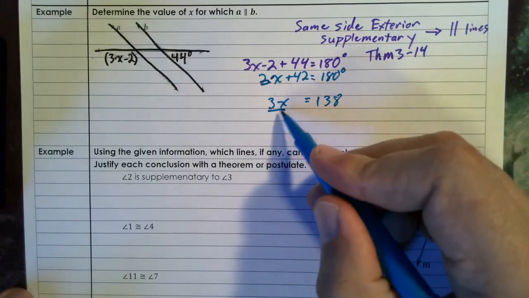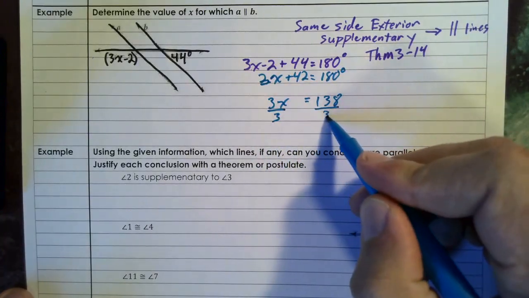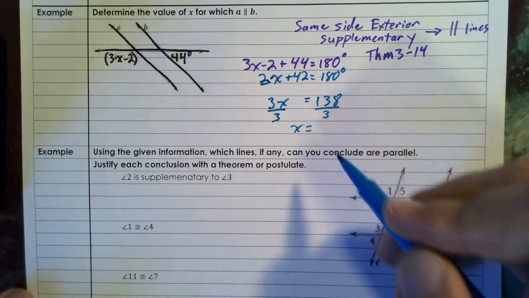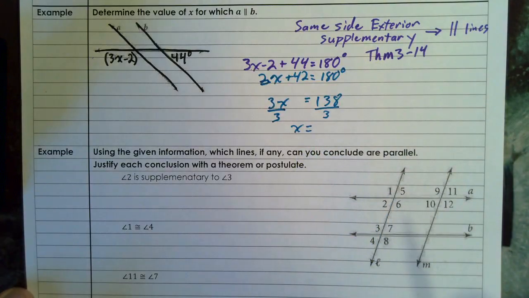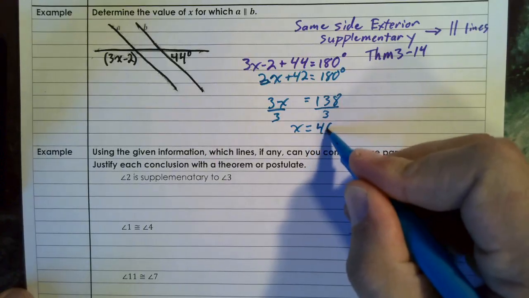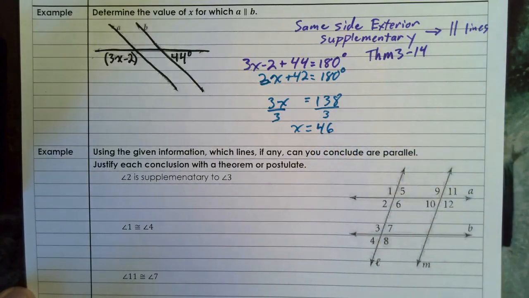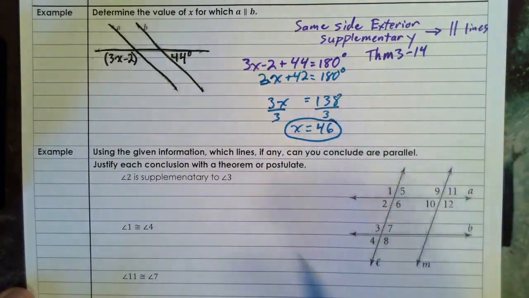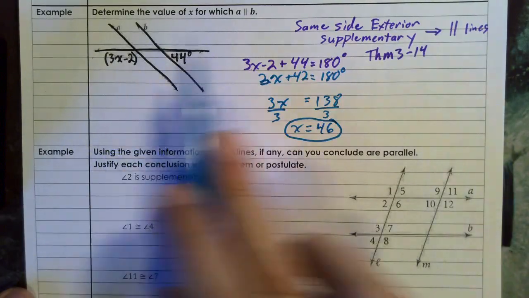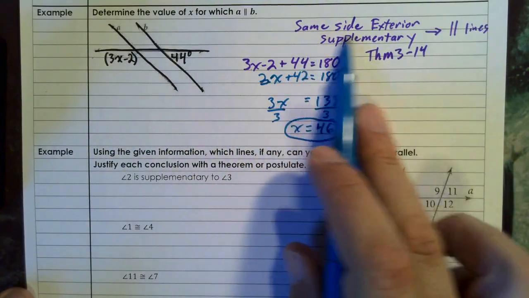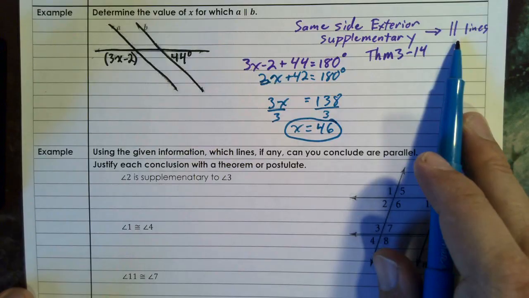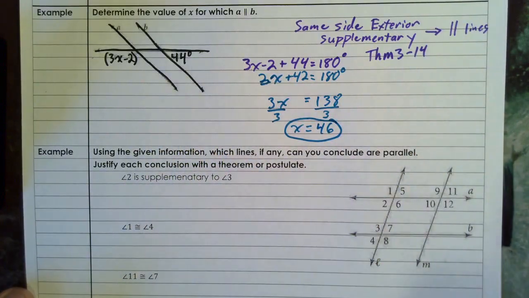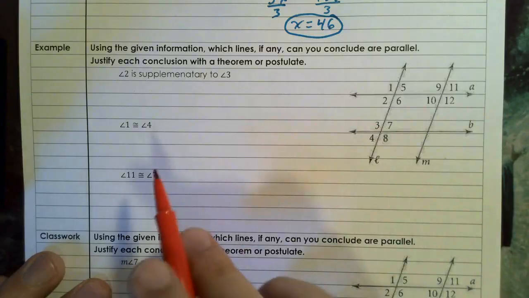And then divide both sides by 3. X equals 138 divided by 3, which is 46. So that's the value that is going to make those two angles supplementary. And if those two angles are supplementary as same side exterior, then A and B have to be parallel. So more examples down here.